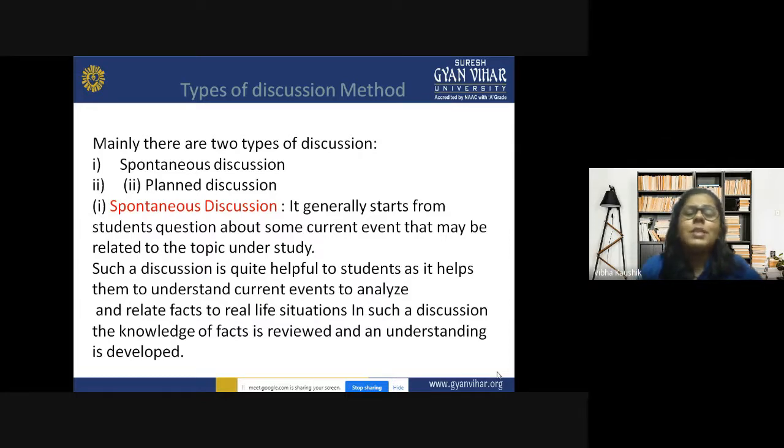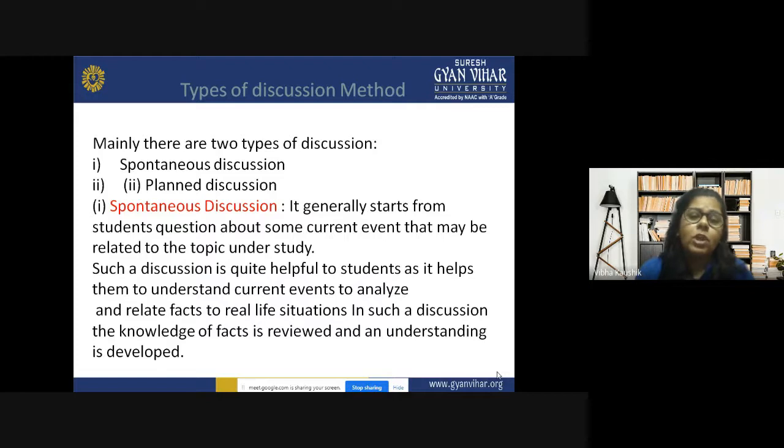Means the spontaneous discussion starts when the student asks some particular question about some current event, or the discussion starts when the teacher asks some question from the students about some current event that may be related to the topic under study, and that question must be related to the topic that the teacher is going to teach the students. Such a discussion is quite helpful to students.